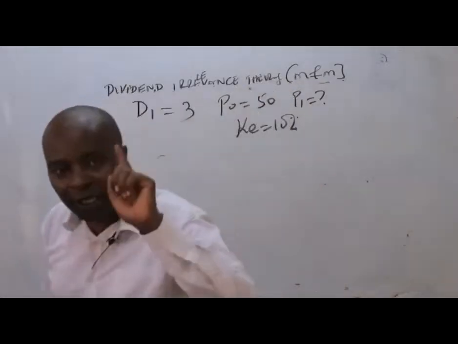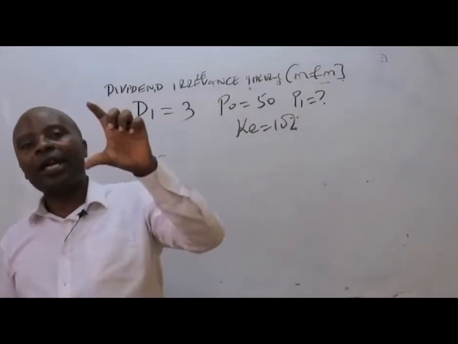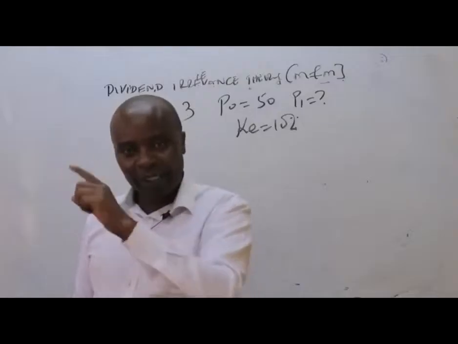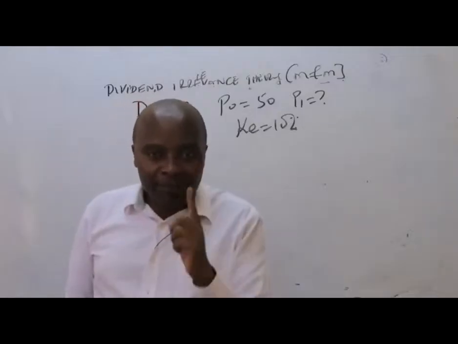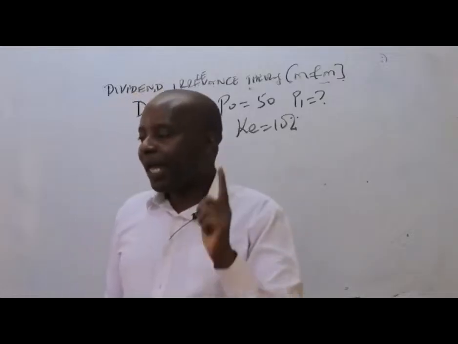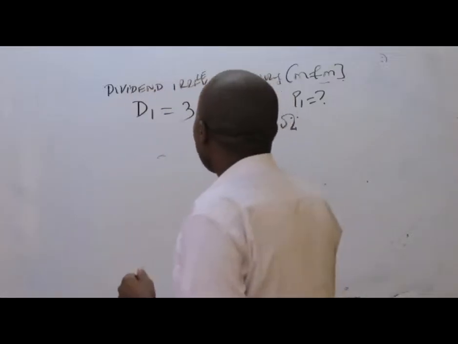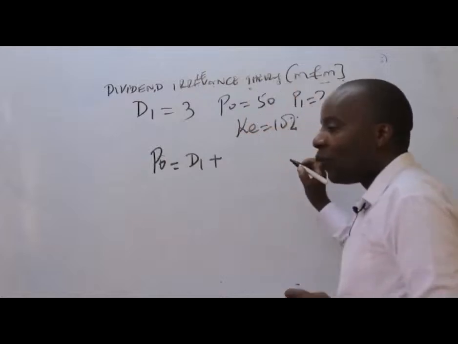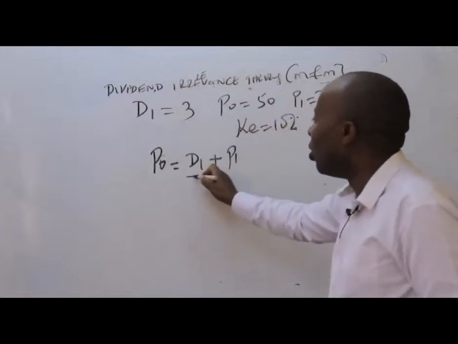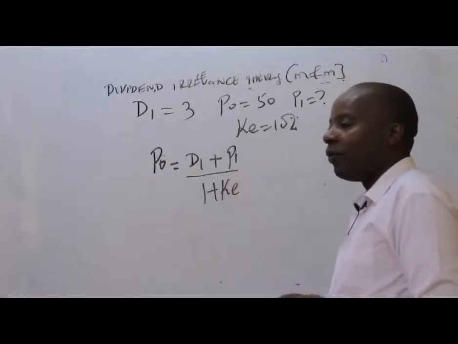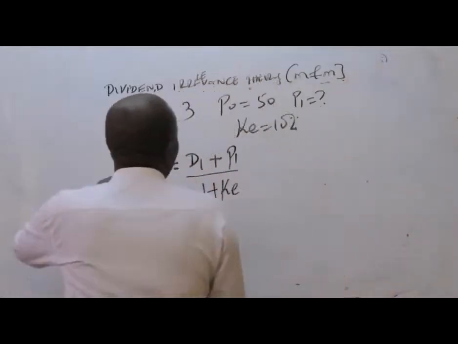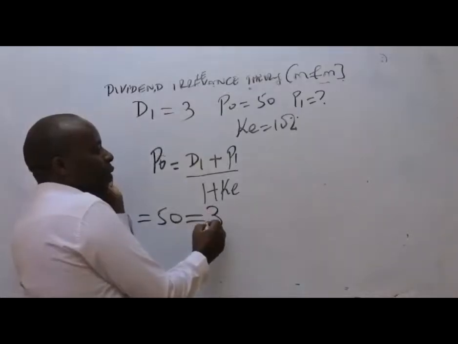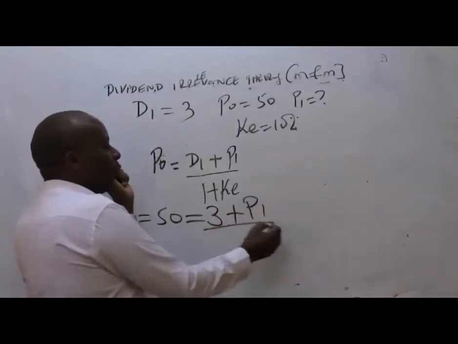I may forget many other things, but I'll not forget the formula of P0. I know that there are 2 formulas of P0. The one of D0 into something, but this is a special one: dividend irrelevance. We know it is P0 equals D1 plus P1 all over 1 plus KE. If that is the case, then my P0 here should be 50 equals D1 that they would want me to declare this time round, which is 3, plus P1 that I do not know, all over 1.1.